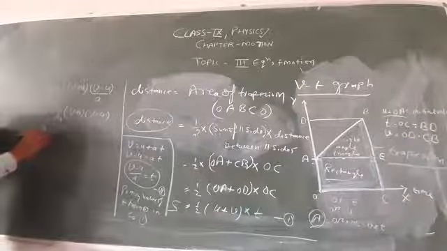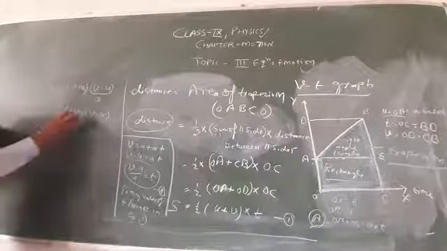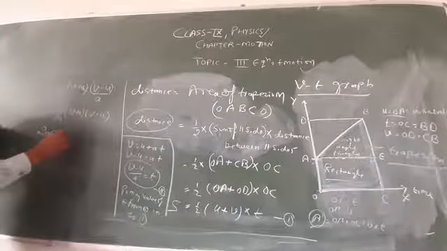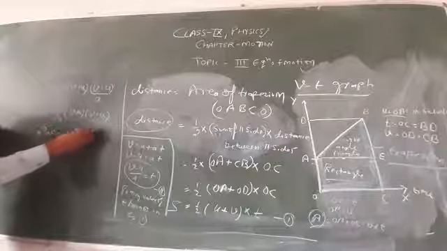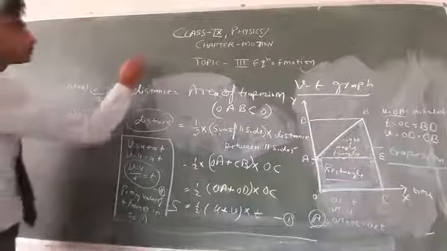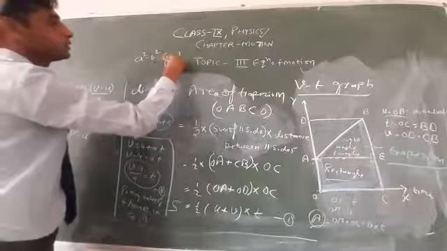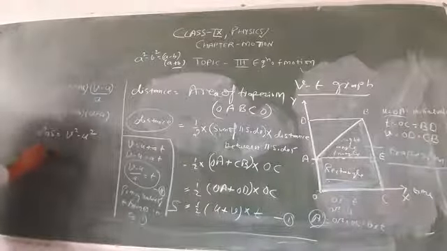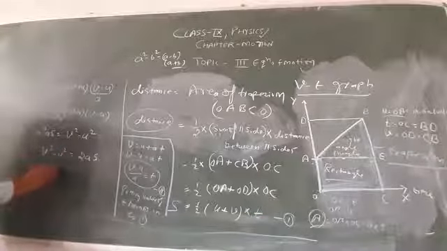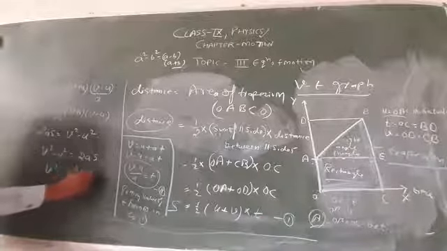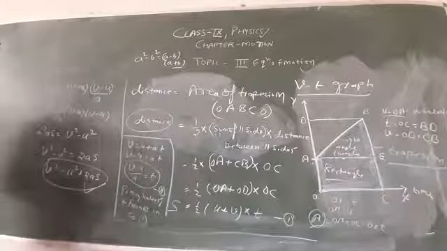So 2as is equal to, this is the formula (a plus b)(a minus b), which is equal to a square minus b square. So v square minus u square is equal to 2as. So v square is equal to u square plus 2as. This is your third equation of motion.